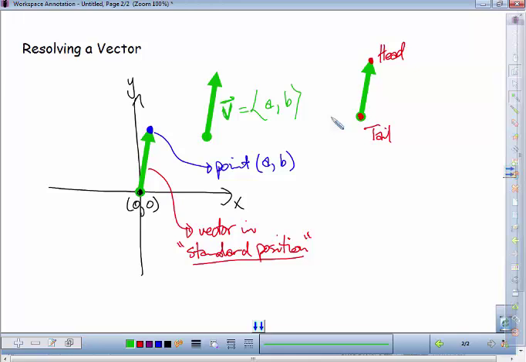Yeah, and there's also using the standard unit vectors that we'll talk about in a few minutes. So this is one way to denote vectors. Okay.